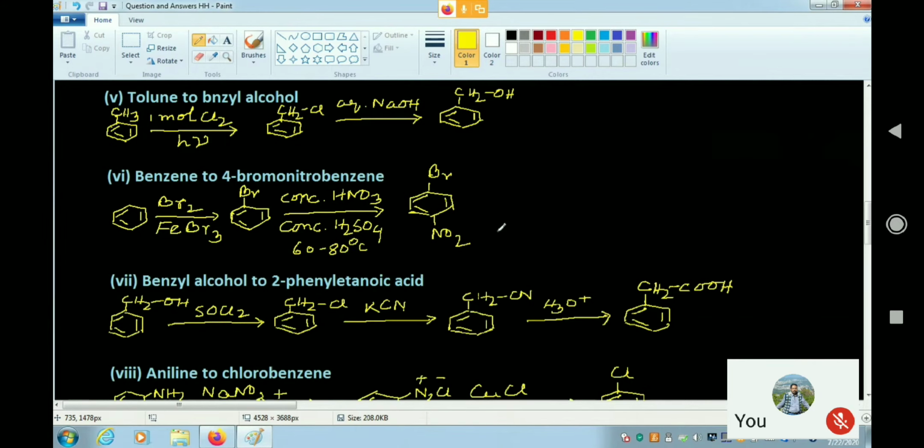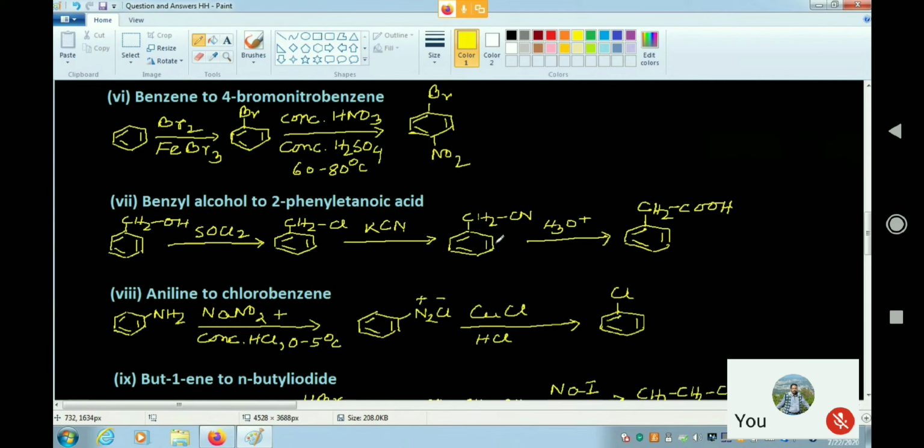Next, benzene to 4-bromo-nitrobenzene. So here two groups are coming in the benzene ring, bromine, Br, and the NO2 group. First of all, we have to think that this NO2 group is coming at the para position of halogen, as halogen is an ortho-para directing group. So primarily we can perform halogenation, that means bromination, and then nitration. Since bromine is an ortho-para directing group and the para product is the major product, we can get 4-bromo-nitrobenzene.